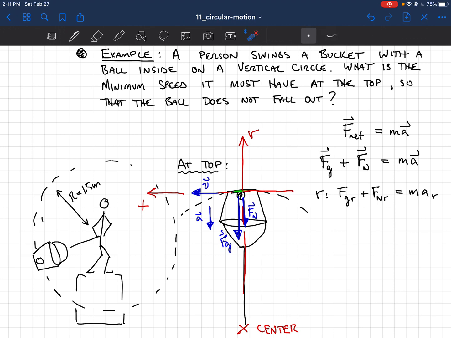And let's find those components. So FGR, well, FG points downward, and with respect to this radial axis, that's in the negative R direction. So this becomes minus FG. Fn also points downward, so it's going to have a negative R component. So that's minus Fn. And A also points downward, and so it will also have a negative R component, but we know exactly what that is.